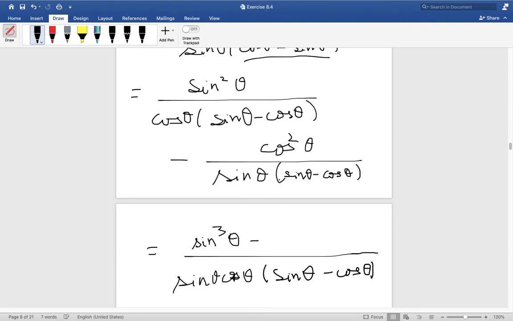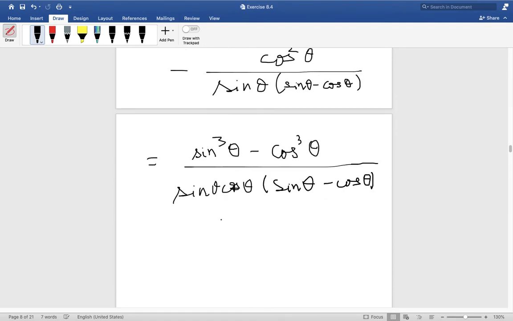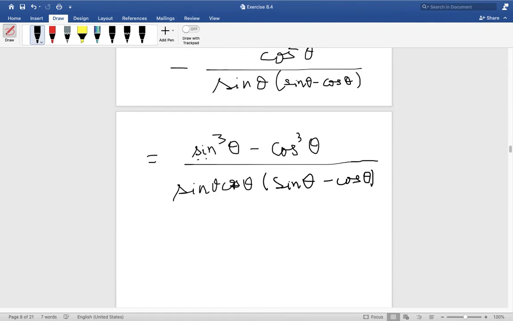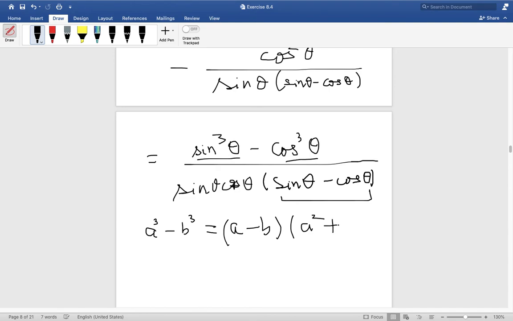Similarly, I have sine minus cos, only cos is remaining. So cos theta will be multiplied with cos square theta, so cos square theta times cos theta will become cos cube theta. Now this is looking a bit crazy, but this looks like it has something in common with this. We do remember that a cube minus b cube is a minus b into a square plus b square plus ab. That is, I think, another one from class 9. So I can just get rid of my cubes here and get this.